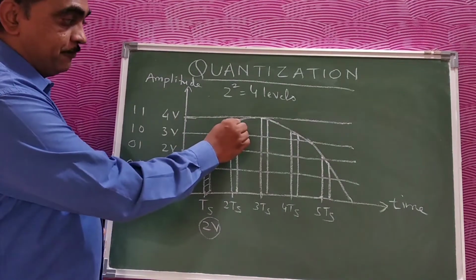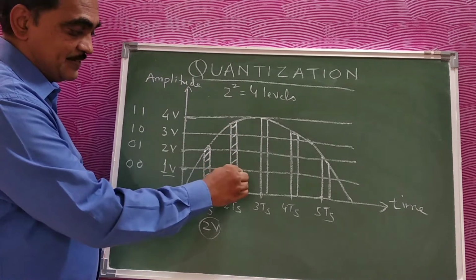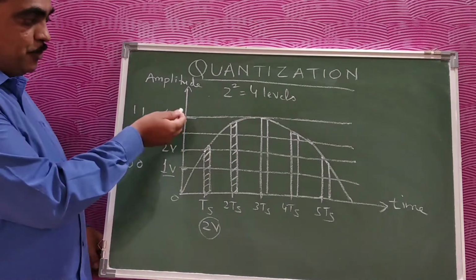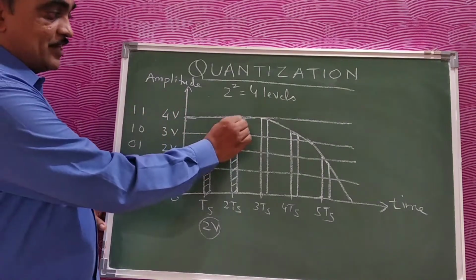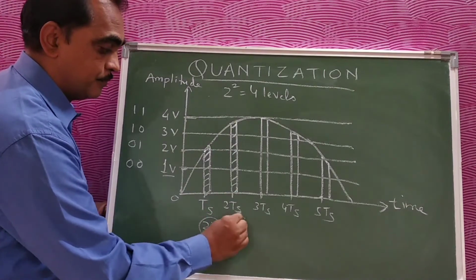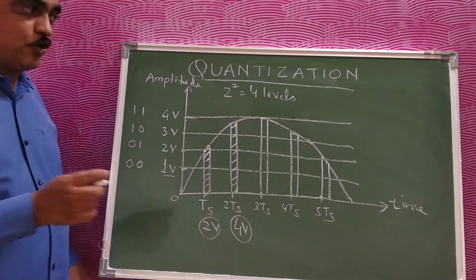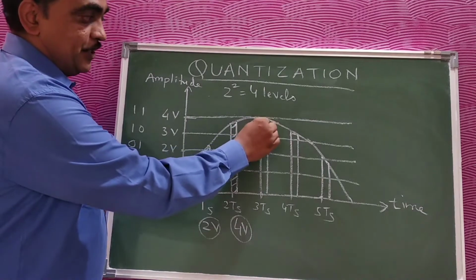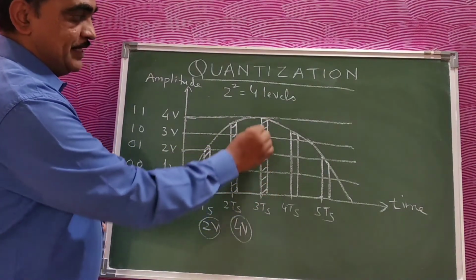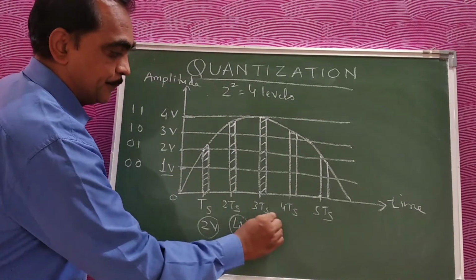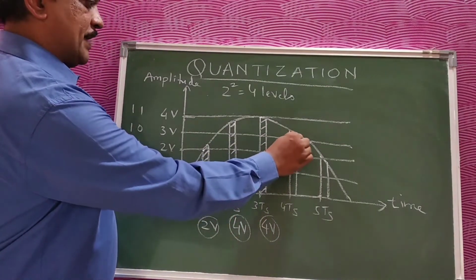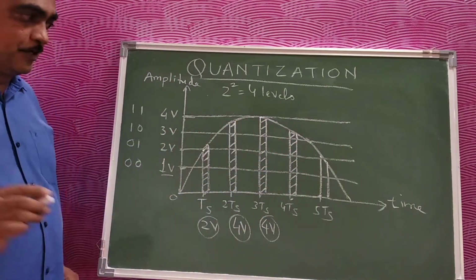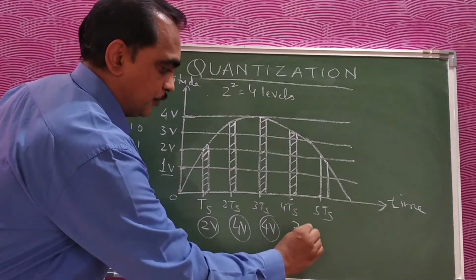Similarly, if you see the second sample, it is somewhere around 3.6, 3.7. It is above 3 but a little less than 4. Now this has to be rounded off to the next, 4 volt, because there is minimum error over there. The third sample is exactly at 4 volt, so you can take it as 4 volt. The fourth sample is just a little more than 3 volt, so you can take it as 3 volt.